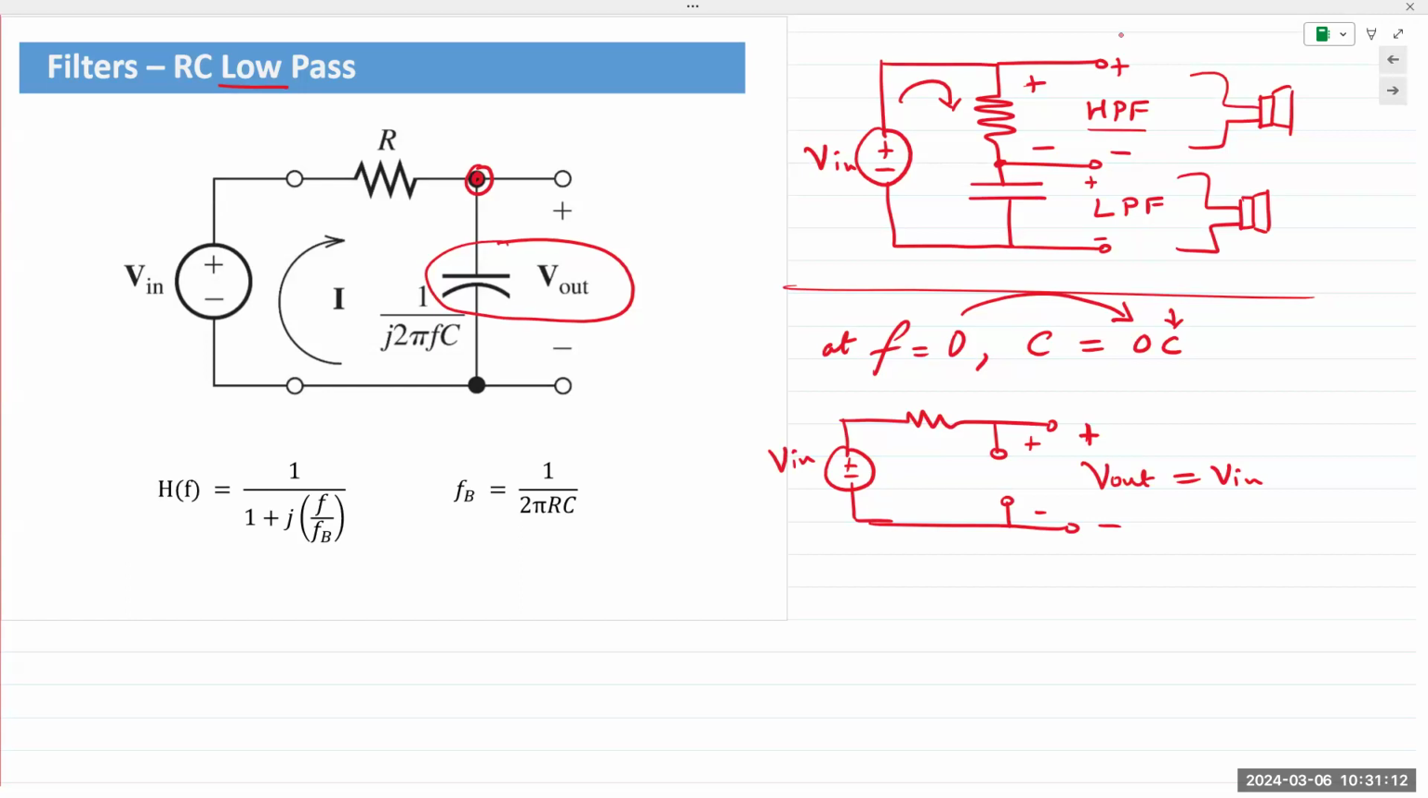That makes sense? I mean, this is just a quick analysis. But if it behaves like an open circuit, no current is flowing. If no current flows through it, then the voltage across that resistor is equal to 0. Again, this is just an ideal theoretical analysis.